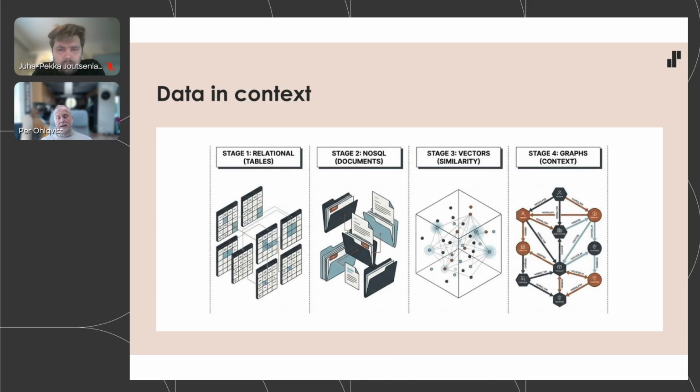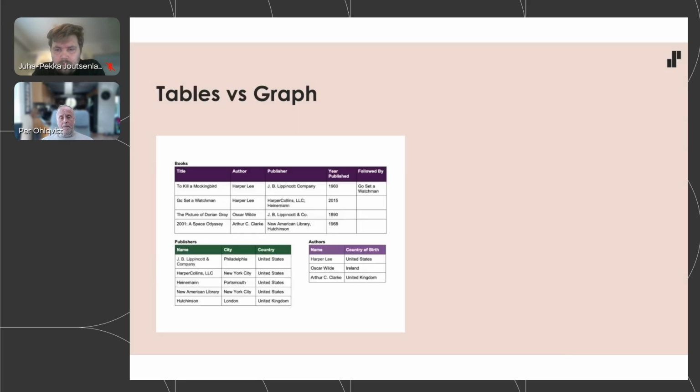So now is the time to rediscover graphs. This is where relationships become first-class citizens and in focus. We don't just store data entities, we also capture how things actually relate to each other. So what does a graph look like?